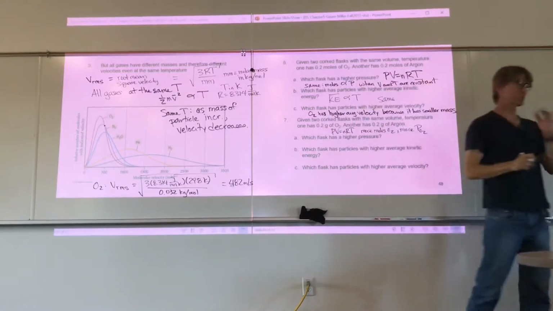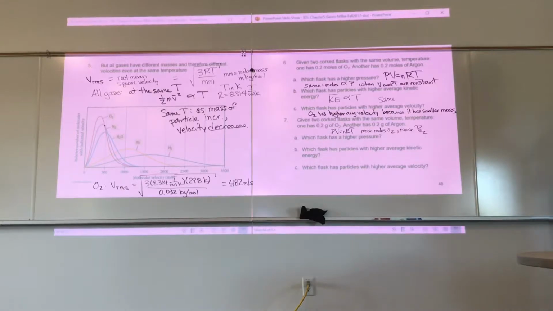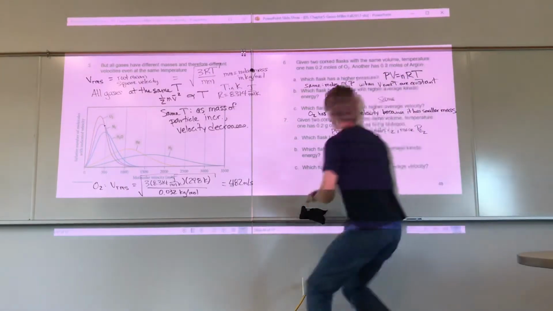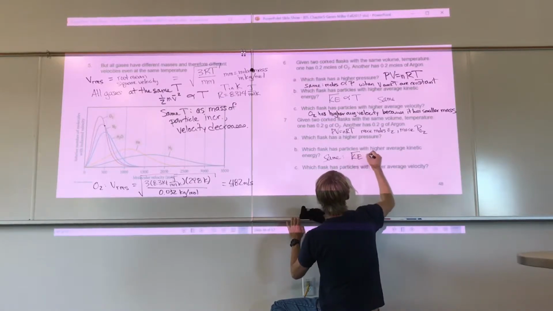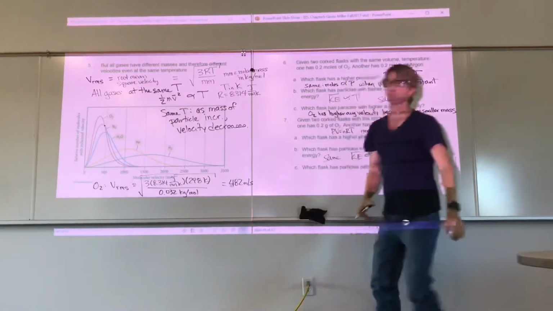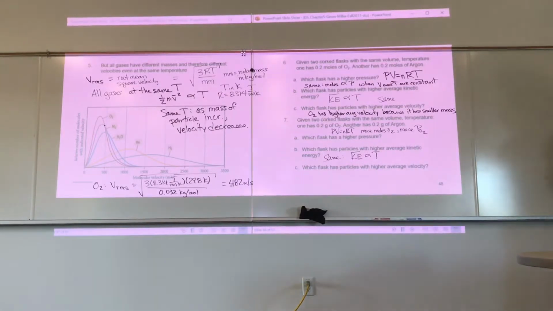More pressure of oxygen as well. Any questions about that? Which flask has particles with higher average kinetic energy? Well, as soon as you see average kinetic energy, you think temperature. Temperature's the same. Average kinetic energy is the same as well. And it's the same explanation. And temperature is constant.